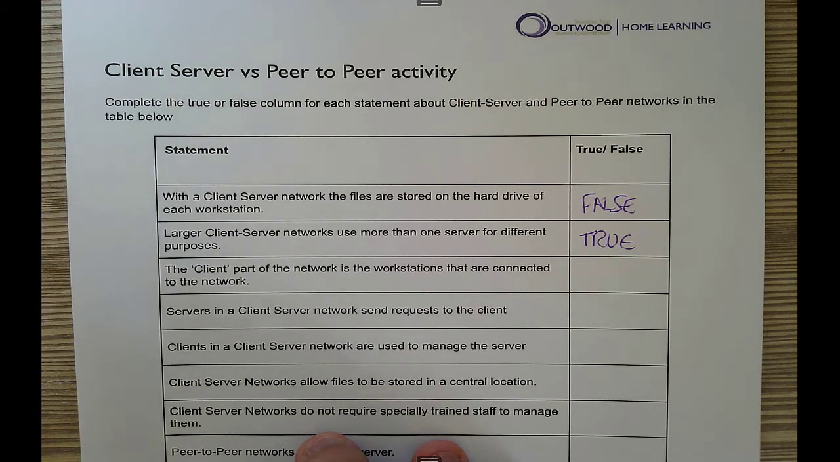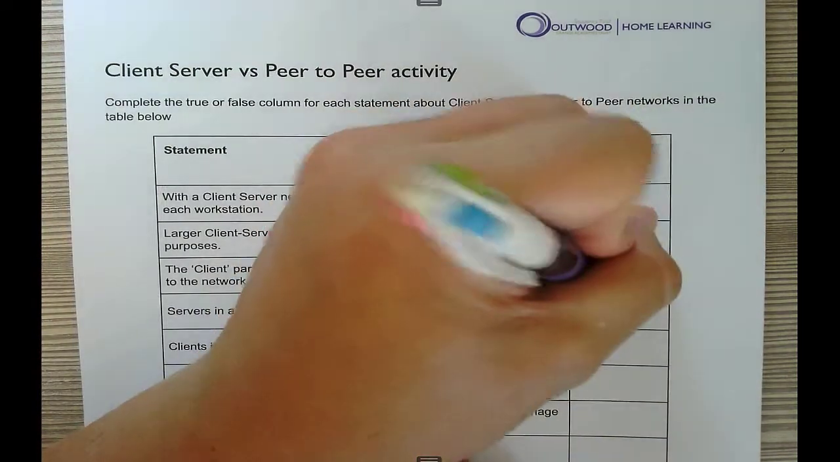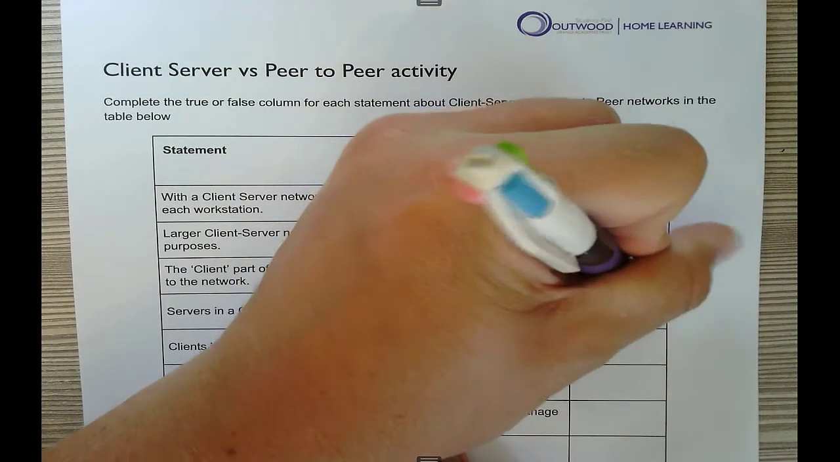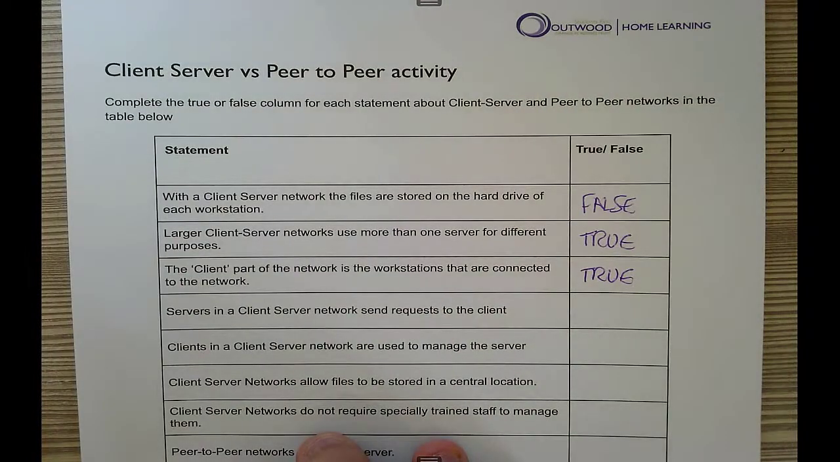The client part of the network is the workstations that are connected to the network. Well, that is true. On a client-server network, you have clients, which are your PCs or your devices, and they use the services of the server. They are the client, and the server offers the services. Would you like to print? Would you like to have access to this network? Would you like to store files? It's offering those services, and the client, which is the device, uses those services.